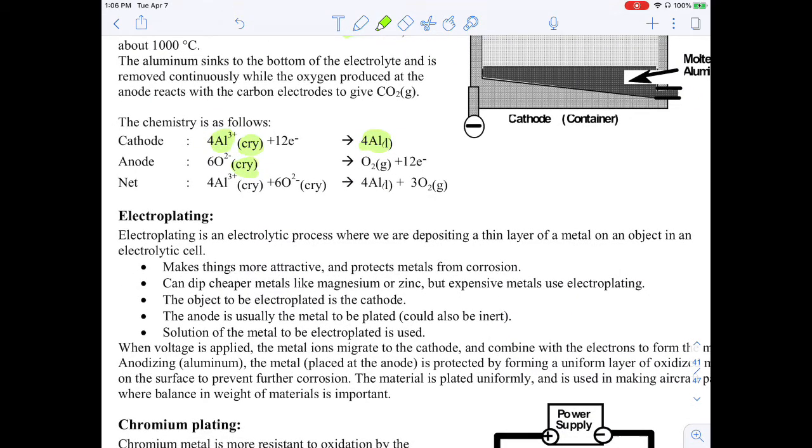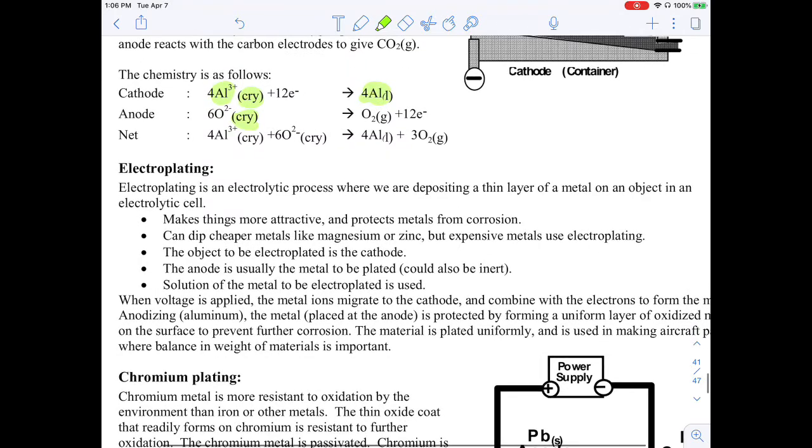We're still recovering elements as a general rule for electrolysis, but now what we're going to do is coat the chemical onto something. So electroplating deposits a thin layer of metal on an object, and that happens at the cathode. The cathode is where you do the electroplating because that's where the electrons are going to be gained.